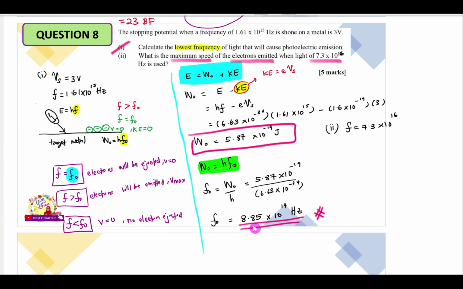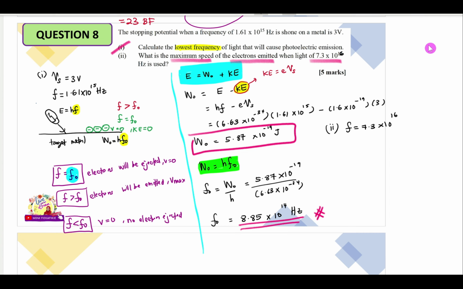Apa yang berlaku? Ini soalan konsep lah. Maknanya kalau frekuensi yang kita guna untuk photon sama dengan threshold frekuensi, electrons will be ejected on the surface of the target metal. Dia tidak boleh bergerak, so dia tak akan ada speed. So v dia kosong. That's why nilai yang soalan tu bagi dekat sini 7.3 times 10 power of 16 Hertz. Lagi besar daripada threshold frekuensi yang kita kira. Dia mesti lagi besar, baru ada speed of the electrons yang boleh kita kira.